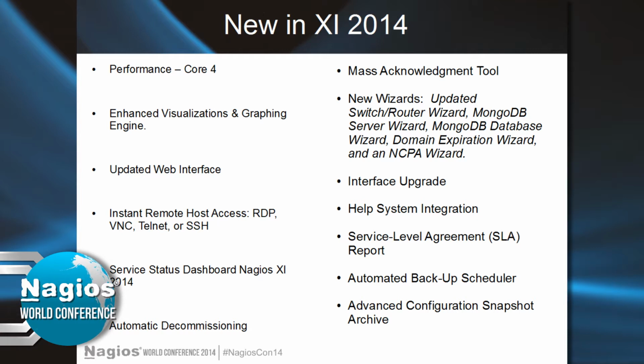The mass acknowledgement tool has been updated because now you can remove downtime en masse. Before, you had to do it one downtime schedule at a time. Now you can do it all at once by clicking them all. There's an updated switch and router wizard, which can now do SNMP3. It used to just do 1 and 2, now it can do SNMP3, so you get the full range of network device monitoring. There's the MongoDB wizard, domain expiration, and NCPA, the Nagios Cross-Platform Agent, has a wizard built in now to make it super easy to configure NCPA monitoring.